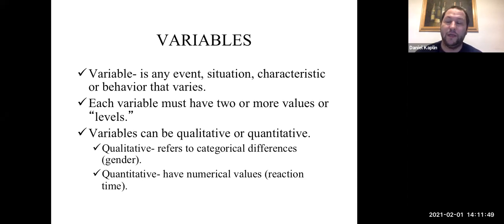Now, variables can be qualitative or quantitative. Qualitative tends to be categorical variables, things like gender, ethnicity, political party. These are categorical variables, but variables can also be quantitative, things that we can measure or assume numerical values.